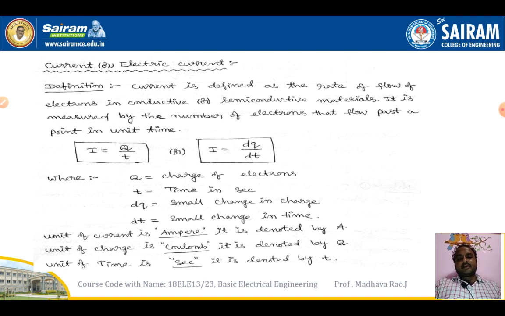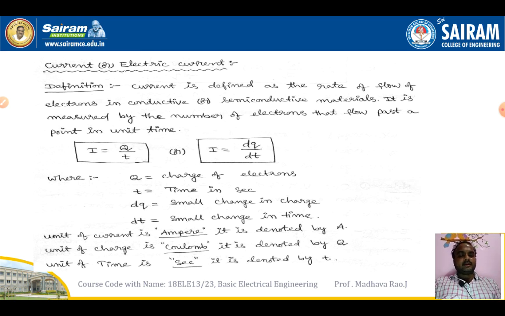I is equal to Q by t or I is equal to dQ by dt, where Q is the charge and t is time in seconds. dQ is a small change in charge, dt is a small change in time. Here the unit of current is ampere, the unit of charge is coulomb, denoted by Q. The unit of time is seconds, denoted by small letter t, right?